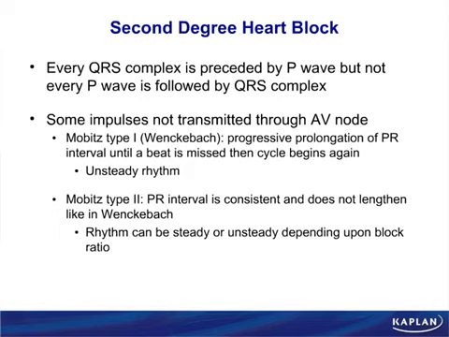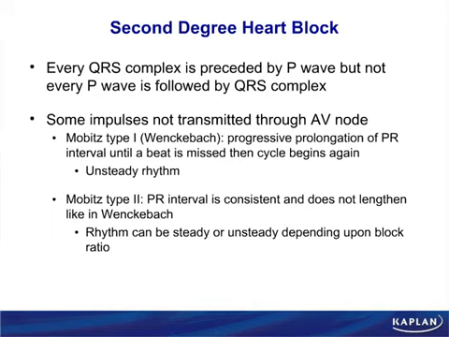The second type of second degree heart block is Mobitz type 2. Here the PR interval will be consistent and won't change in length. That's how we distinguish between Wenckebach and Mobitz type 2. Wenckebach will have a varying, more specifically an elongating PR interval until we miss a QRS complex, and then it starts over again. Whereas in Mobitz type 2, we have no QRS following a P wave, but whenever we have a PR interval, it's pretty much the same.